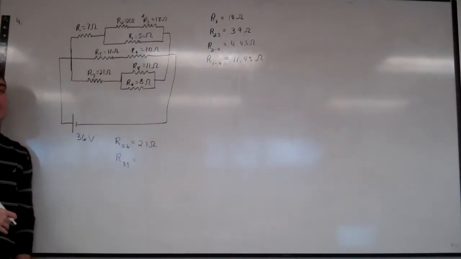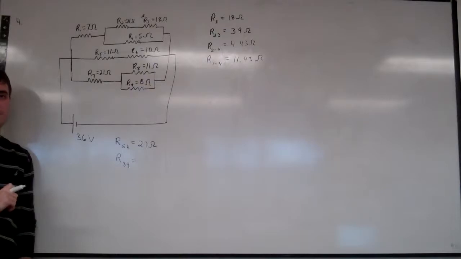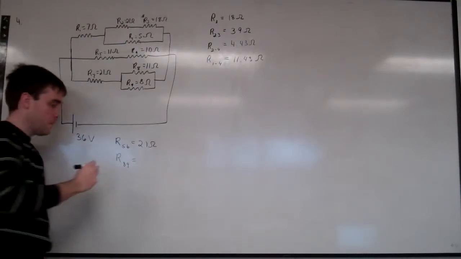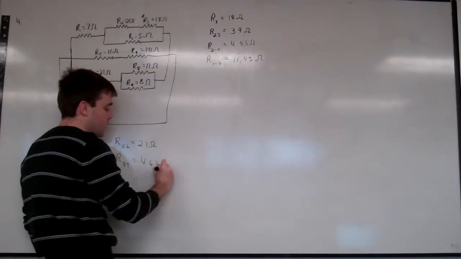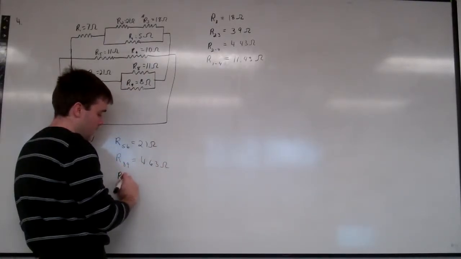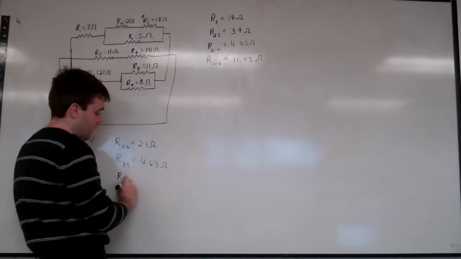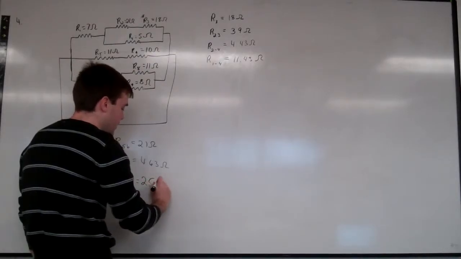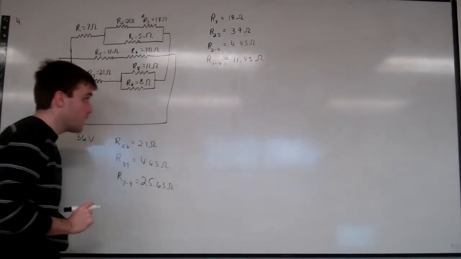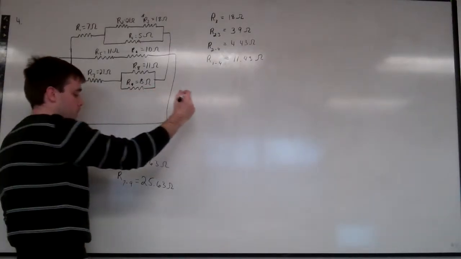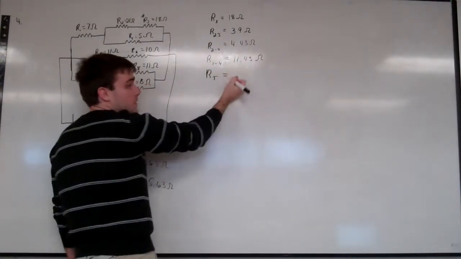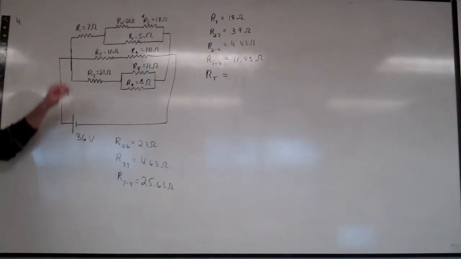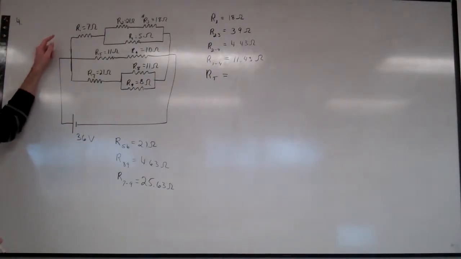You said 8 and 9? 8 and 9. So what's 1 over 11 plus 1 over 8? It's going to be around 5, I think. 4.63 ohms. No, yeah, 11 and 8. And then what is R7 through 9 going to be? 25.63. That's what I had. 25.63 ohms. Okay, so now, to find our total resistance, I had 5.74. So total, oh, sorry.